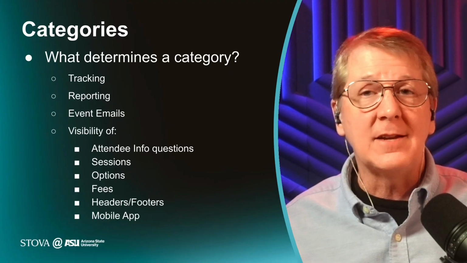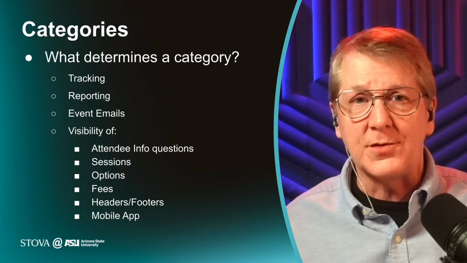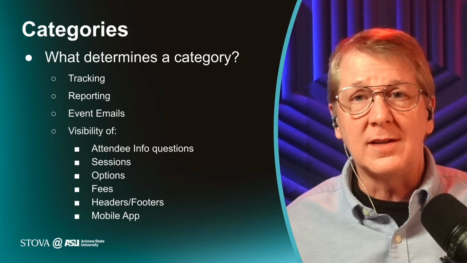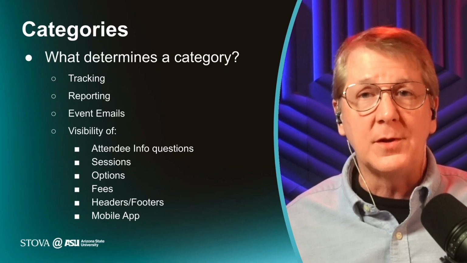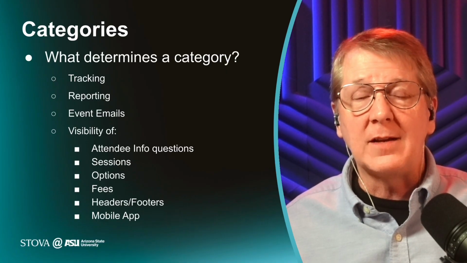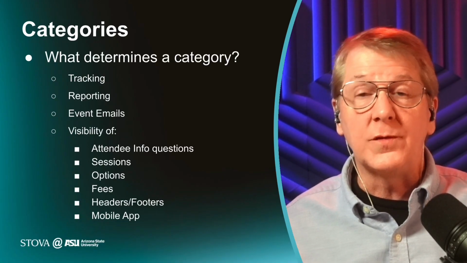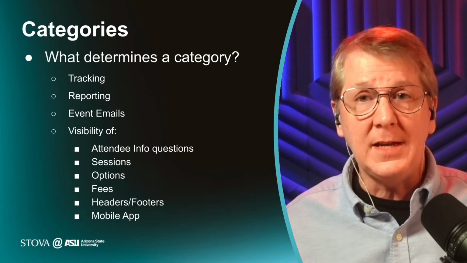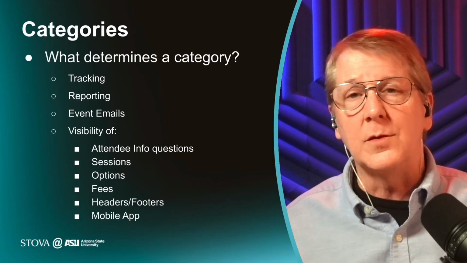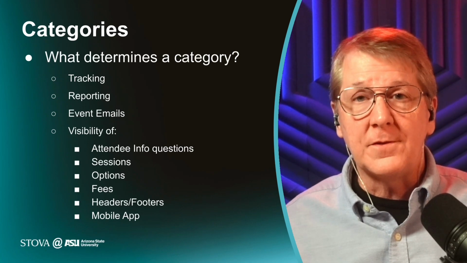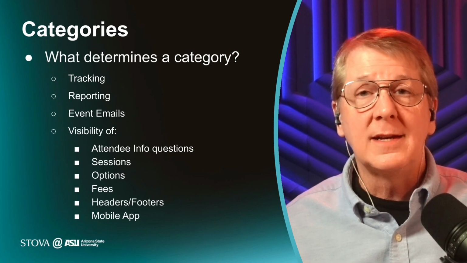What attendee info questions are you asking certain groups? What sessions can they see if you're using the agenda and sessions or options? What merchandise or other final questions are you asking? You can also use categories for setting different fees for people based on those categories, and the visibility of headers and footers on the registration site itself.